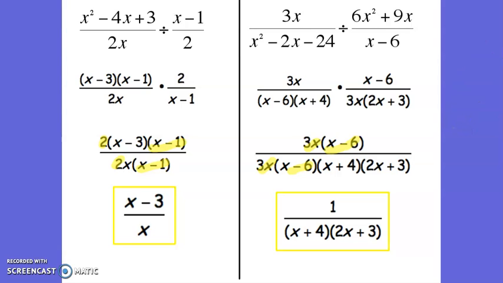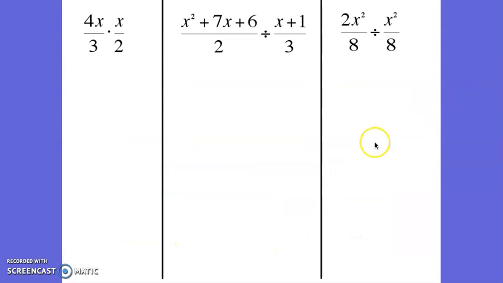How about we do just a couple more examples just to help ourselves out. Try these out. I'm going to pause the video now. See if you can simplify and figure out what they're going to look like in the end.